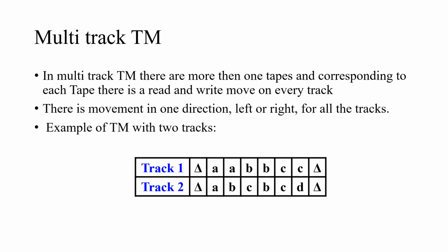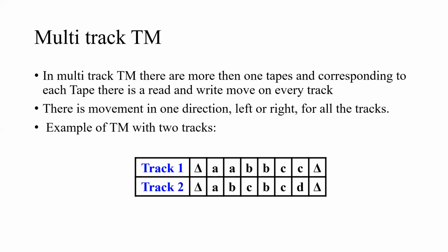Then the third Turing machine variant is multi-track Turing machines. In this, we are considering that instead of having a single track or a single infinitely long tape, we are having more than one tape. And corresponding to each tape, there is a read and write move on every track. Again, the movement is restricted to two directions only, that is, either left or right.